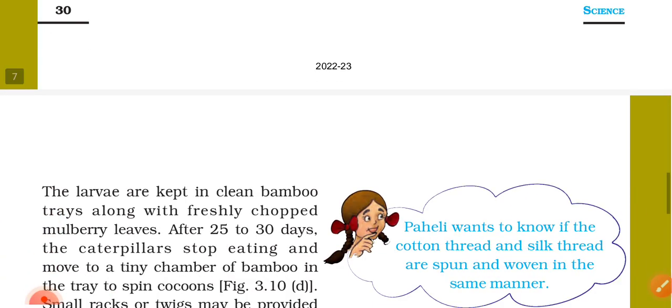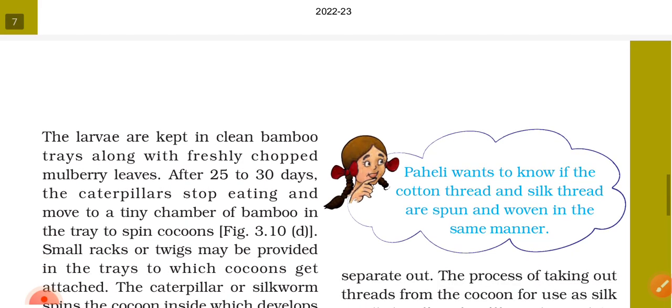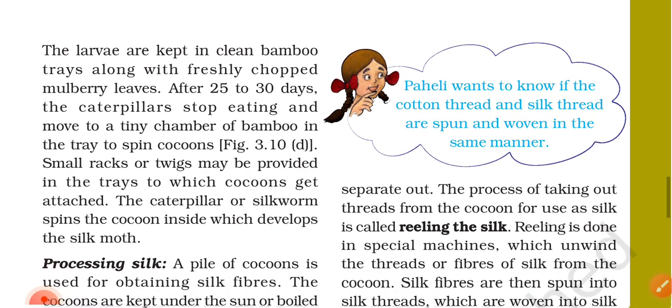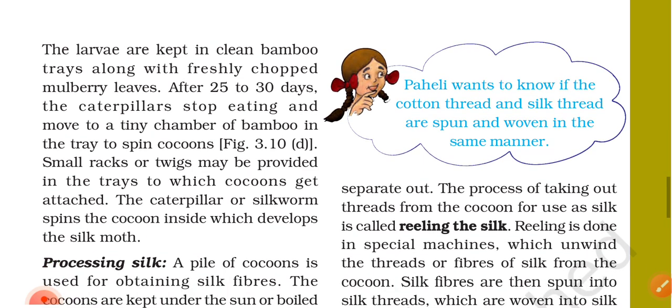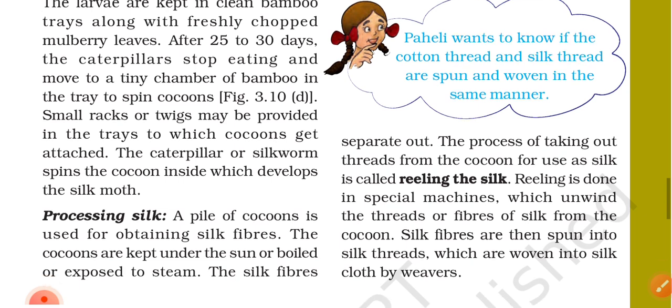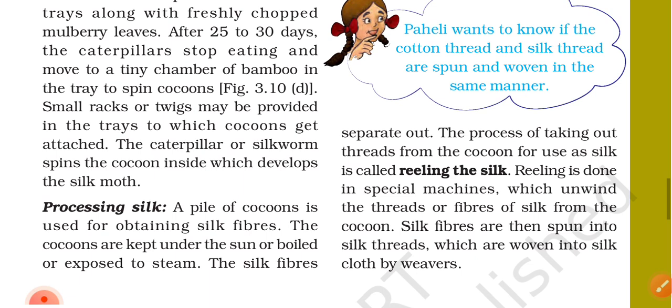The larvae are kept in clean bamboo trays along with freshly chopped mulberry leaves. After 25 to 30 days, the caterpillar stops eating and moves to a tiny chamber of bamboo in the tray to spin a cocoon. A small rack or twigs may be provided in the tray to which the cocoons get attached. The caterpillar or silkworm spins the cocoon inside which develops the silk moth.